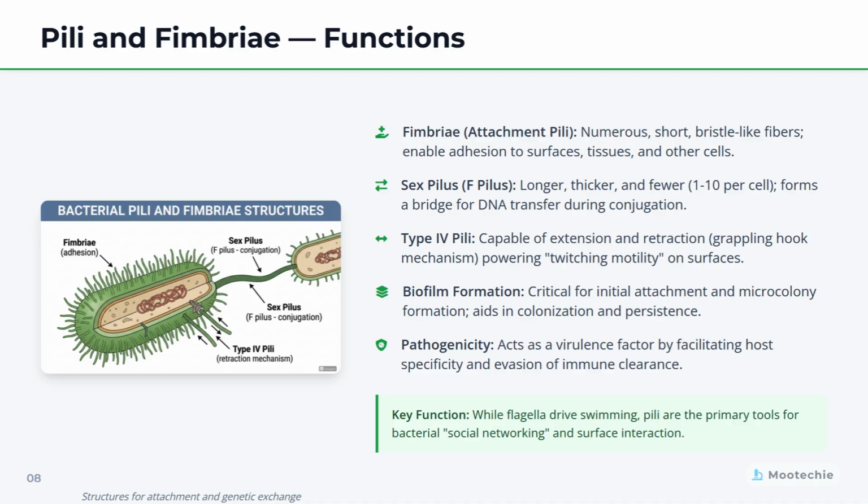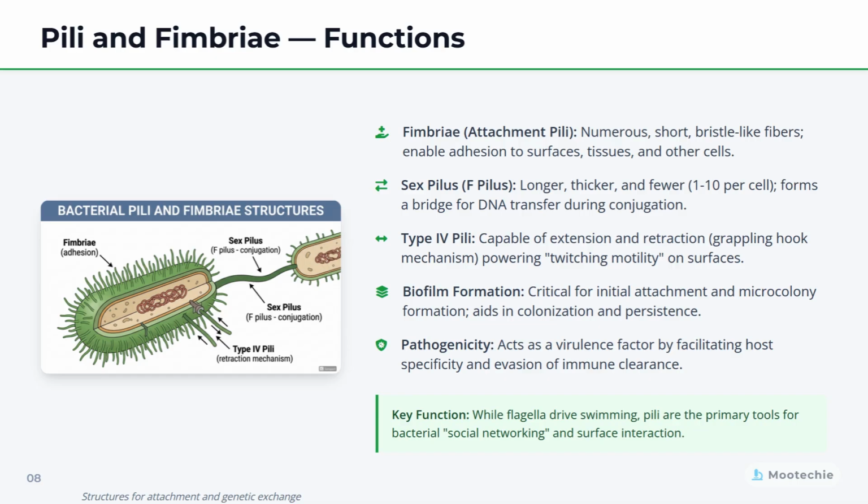Sex pili, F pili. These are longer, thicker, and fewer in number. They form a physical bridge between cells for DNA transfer during conjugation, a type of bacterial mating. Type 4 pili. These are unique because they can extend and retract. This grappling hook mechanism actually powers a form of surface movement called twitching motility.